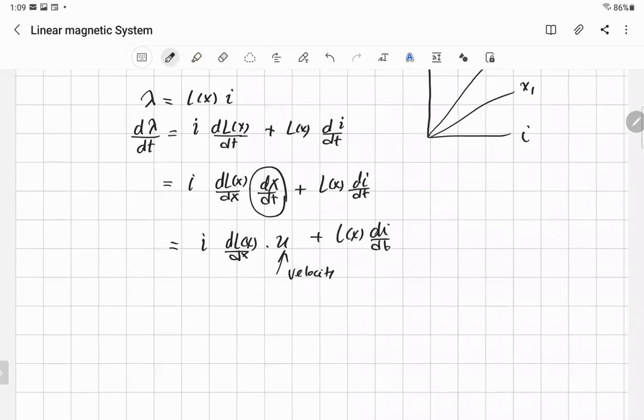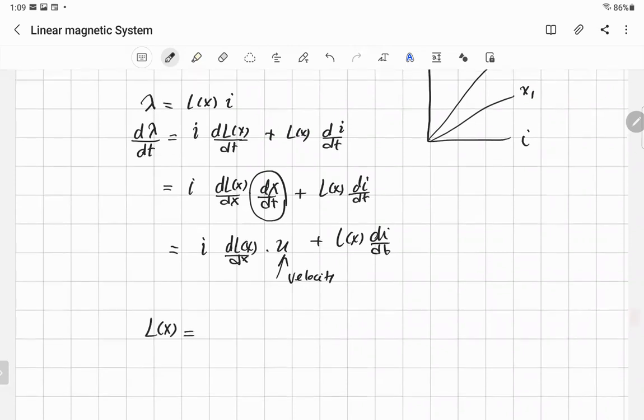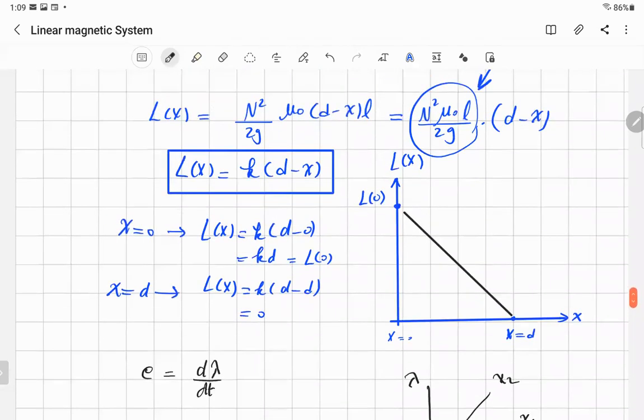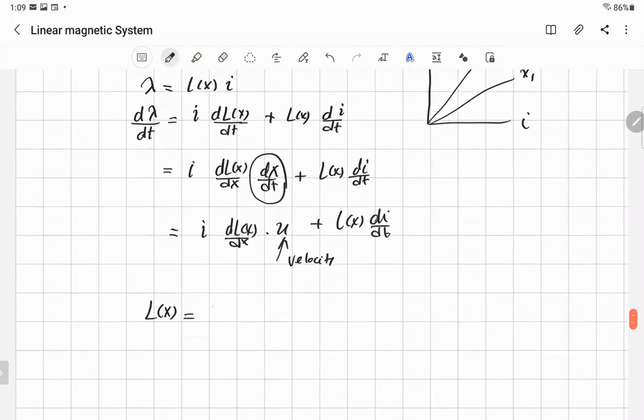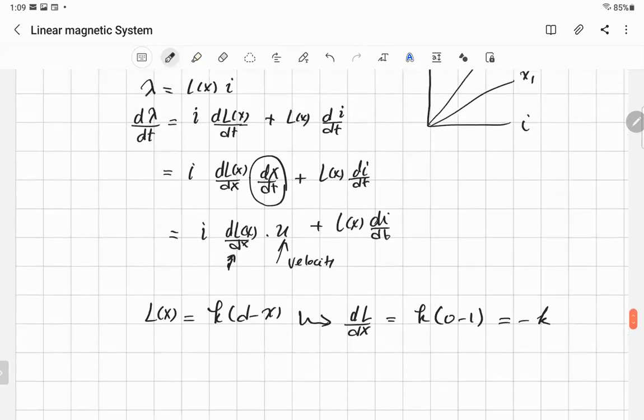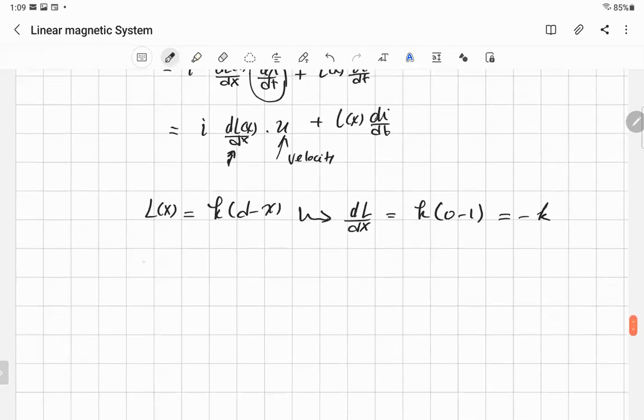You want to find dL by dx. How do you find dL by dx? We already have the formula for L of X: K times D minus X. So to find dL by dx, K is constant, and the differentiation of D minus X is: D is not a function of X, so zero, and minus one, so it will be minus K. That's easy.